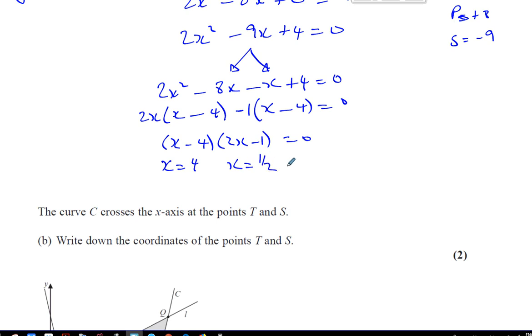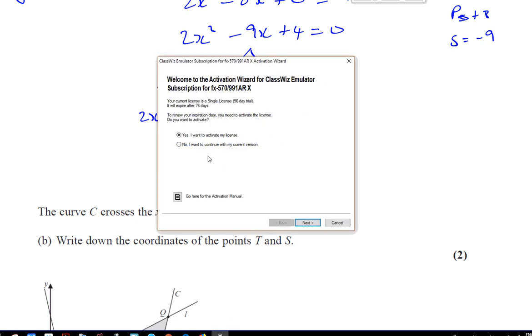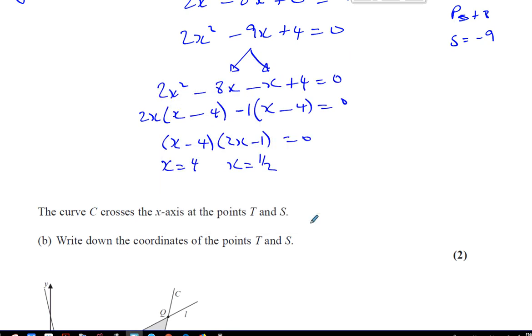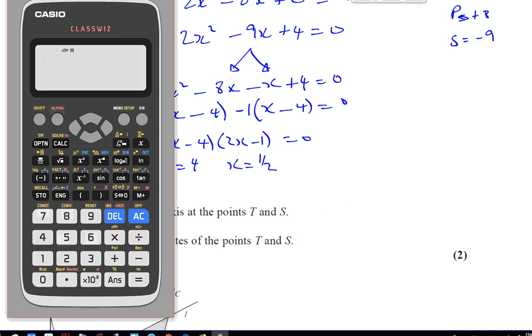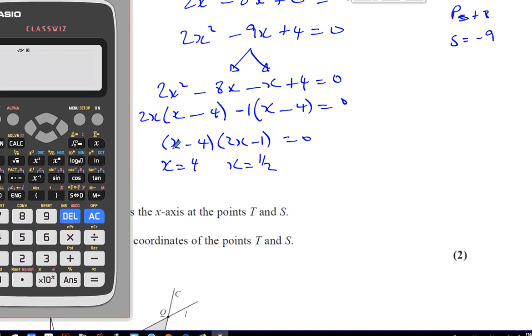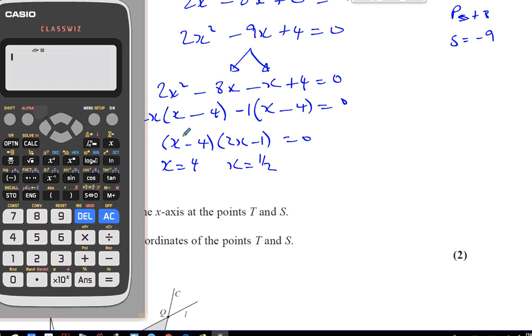And if you want to make sure that you haven't made a silly mistake, you can use your calculator. Okay, this is just for checking. It's not for actually showing the calculation. You can check that you've factorized and solved this correctly. You can just go to menu and choose where it says equation.